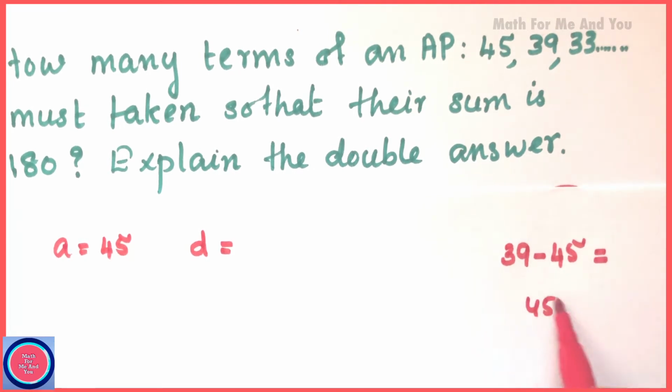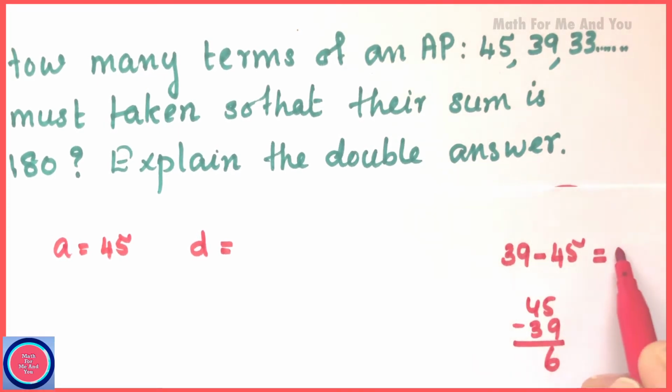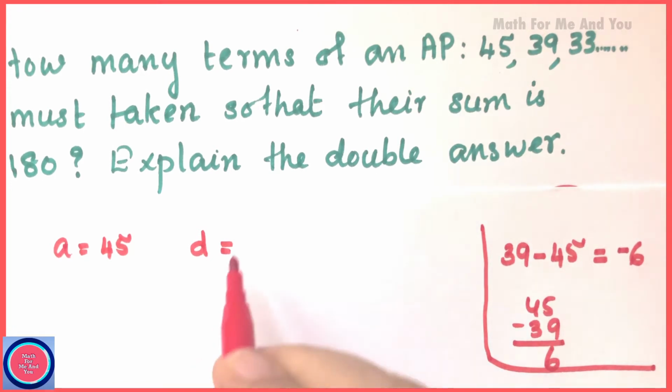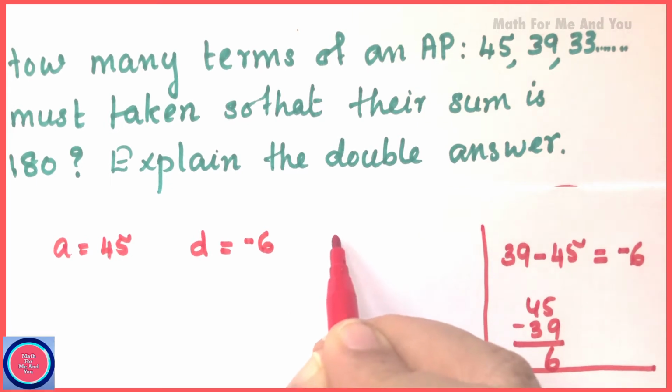Big number 45 minus small number 39, then we get the answer 6. Then what is 39 minus 45? The opposite, that is minus 6. So what is D? D equals minus 6.